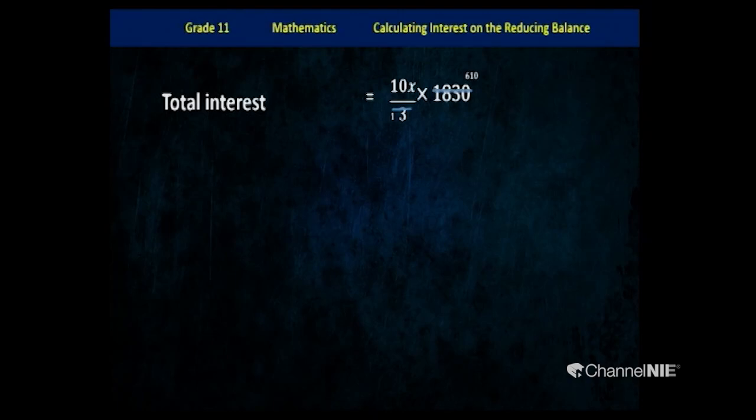1830 divided by 3, answer 610. 610 into 10x. With x you have to do this calculation. Total interest is 6100x. The total interest using x, or you call it as in terms of x. You calculate the total interest in terms of x.